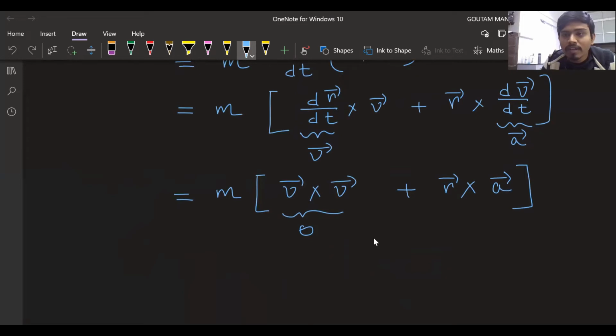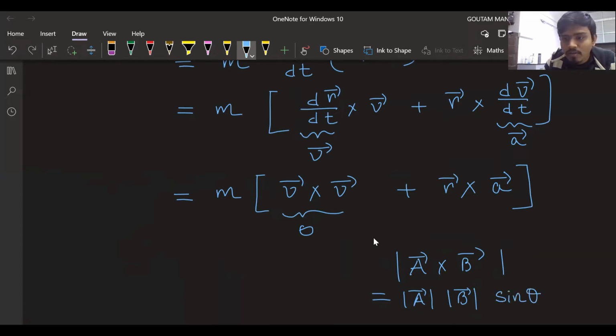The cross product of two same vectors will be 0, because the cross product of, let's say, two vectors a cross b, the magnitude of the cross product is magnitude of a times magnitude of b times sine theta, where theta is the angle between a and b. So if a and b are the same, then theta is 0 and sine theta will be 0. So the magnitude will be 0. As a result, the cross product will be a 0 vector, a null vector. Okay.